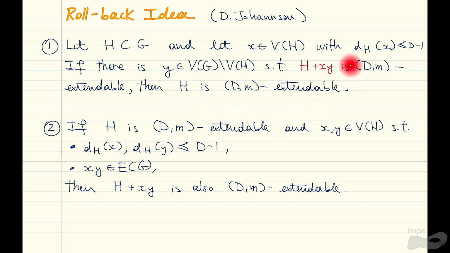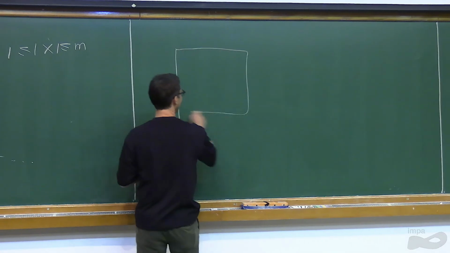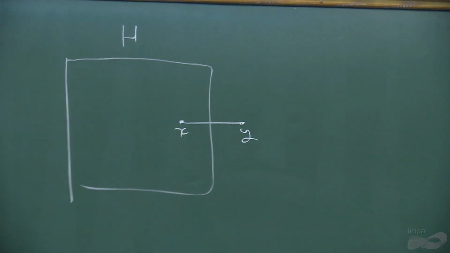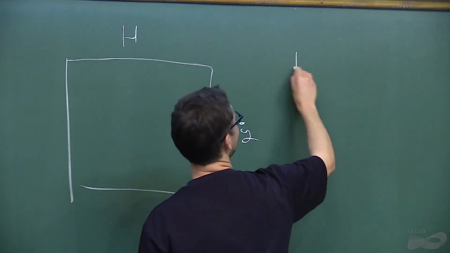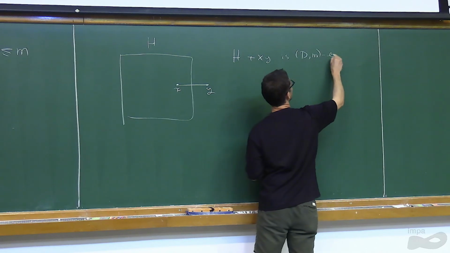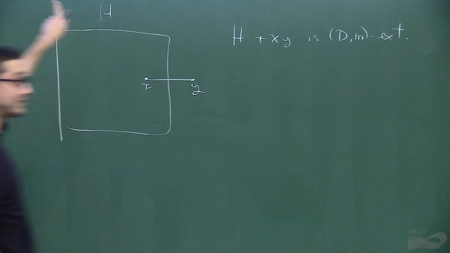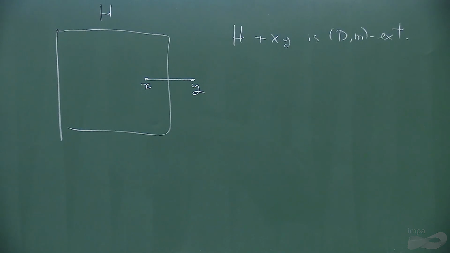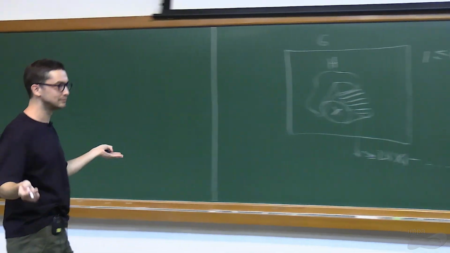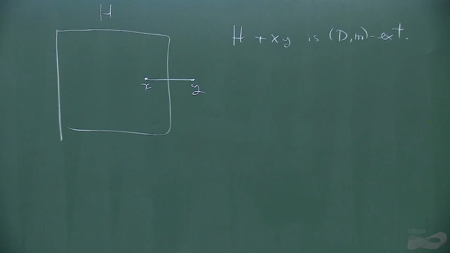if we add, let me write this thing. Here I have H. I have some vertex X, which has a neighbor outside, Y. And we know that H plus XY is DM extendable. So this lemma says that we can remove XY and the graph is extendable, which is obvious, actually, because we only care about neighbors outside the graph. So if we remove a leaf, the graph is going to continue to be extendable. This observation is trivial, but I'm going to show you that it's very powerful.